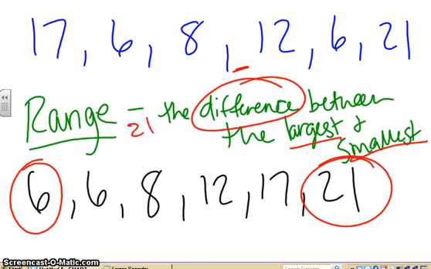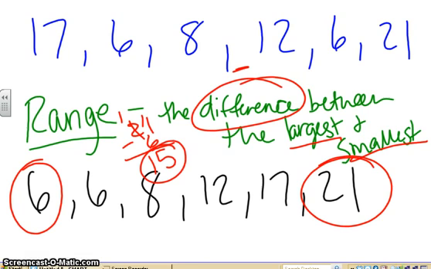So when I take 21 and I subtract out 6, I have to borrow from the 2. 11 minus 6 is 5, and then you bring your 1 down. So my range is 15.